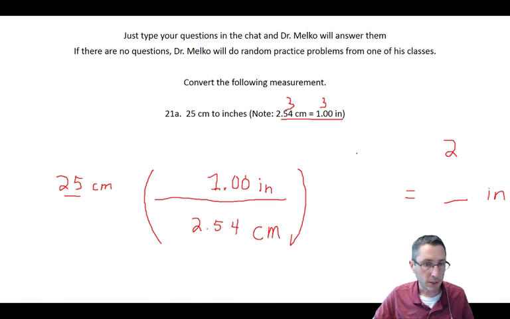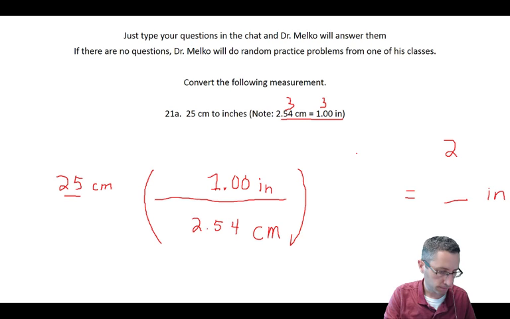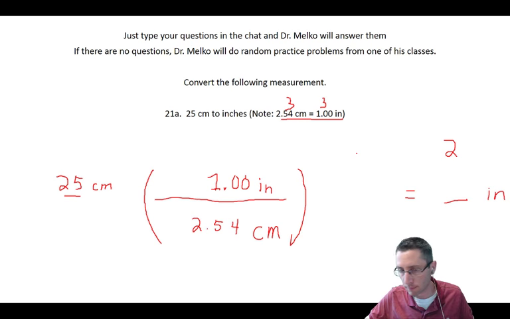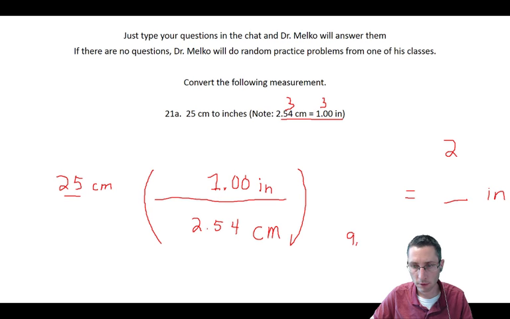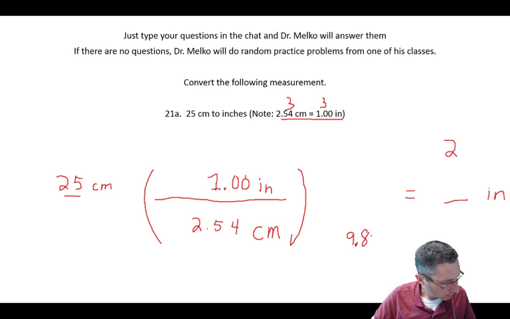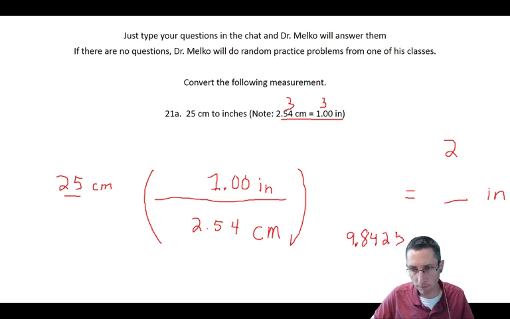And now I can do the calculation, multiply across the top, 25 times 1, divide by the 2.54 centimeters. And I should get something like, I'll just write down here, the full number in the calculator, 9.8425. An ugly 5, but that's okay because we're going to end up dropping it.